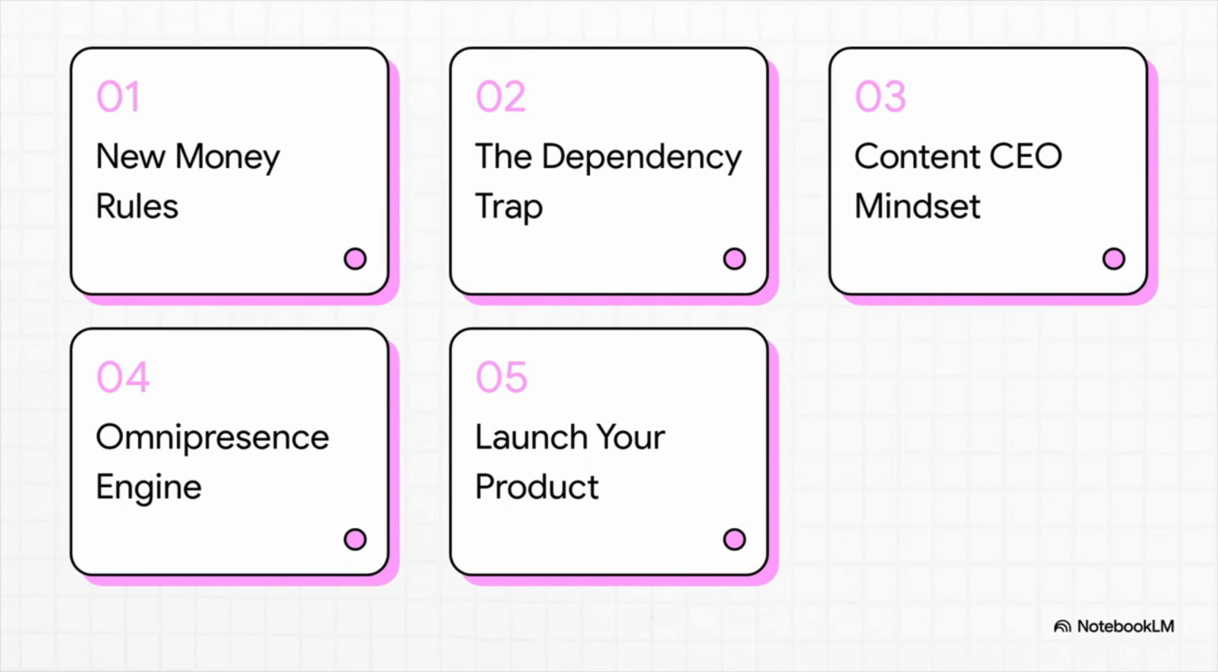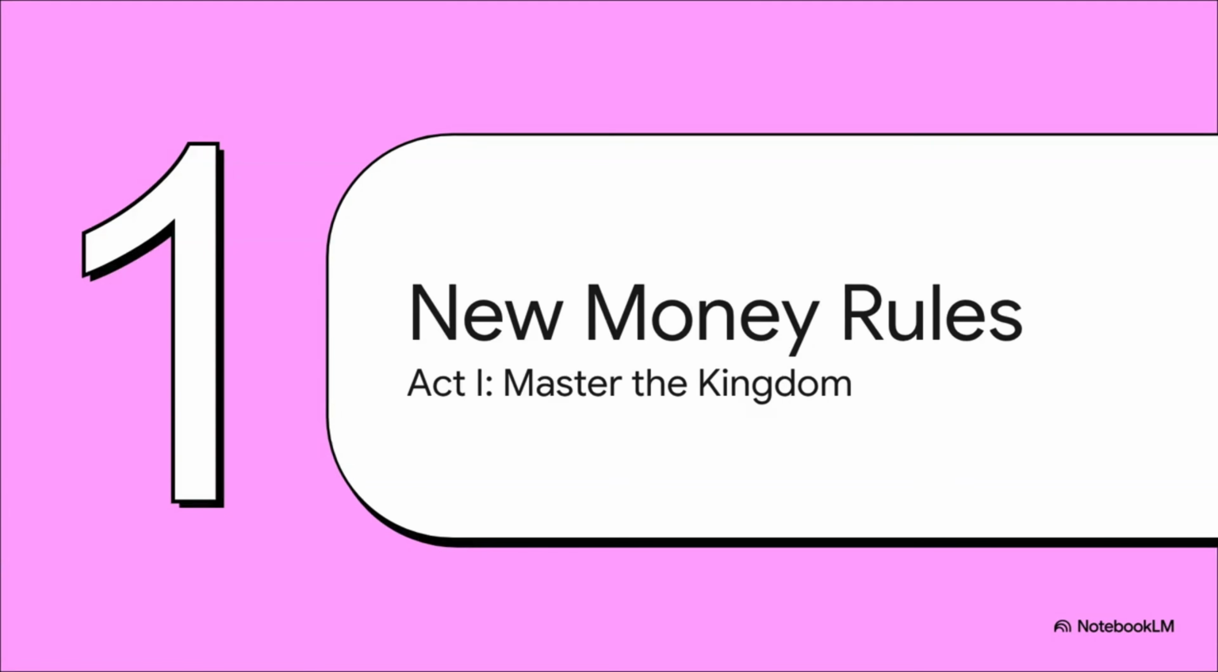So here's our roadmap for today. And we've set it up kind of like a 2-act play. Act 1 is called Master the Kingdom. This is all about how you can win on Facebook today. Then we pivot to Act 2, Build Your Empire, which is about creating a business that is 100% yours. All right, let's get into Act 1.